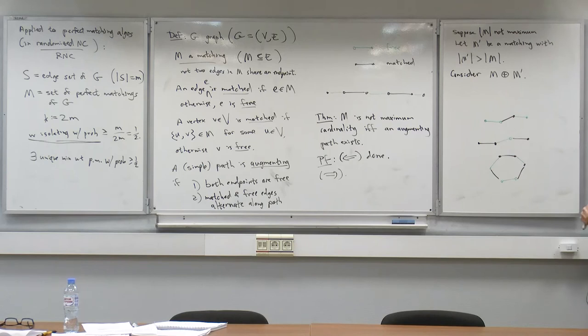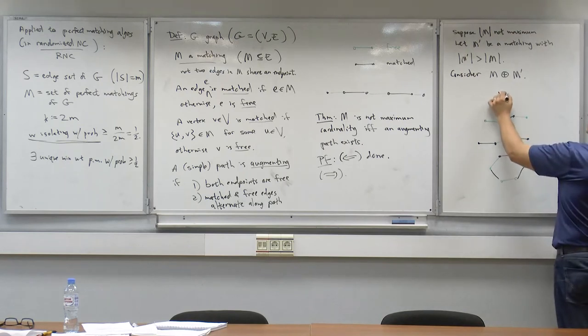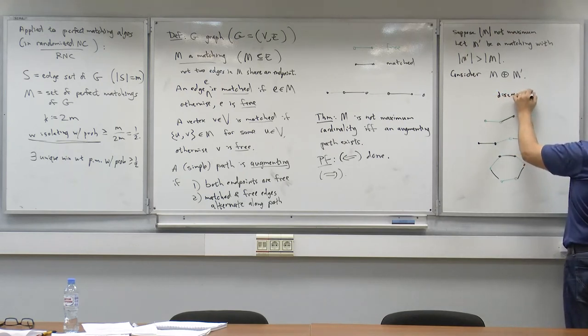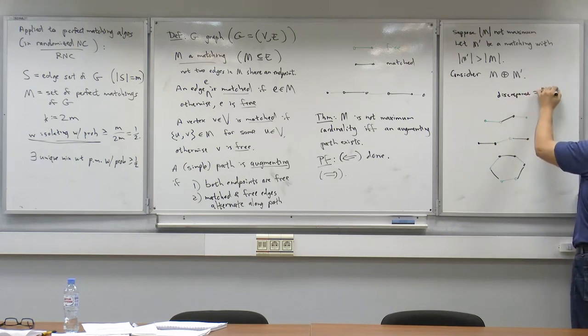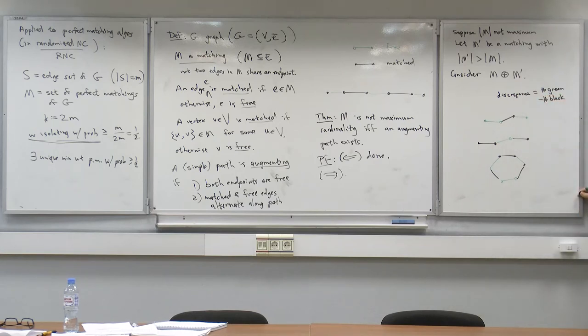Maybe you should repeat something. Okay. All right. Let the discrepancy be equal to the number of green minus the number of black along a path. So here the discrepancy is plus 1. Here it's minus 1. Here it's 0. And if I have a path that starts with black and ends with green somewhere, that's also 0. Okay. In the symmetric difference, there have to be more green edges than black edges because M prime is bigger.